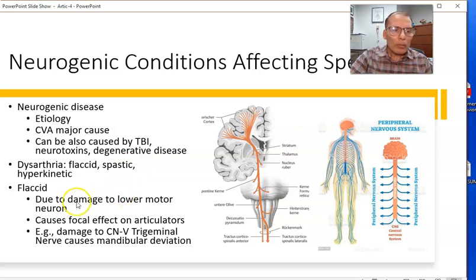So flaccid dysarthria is the kind of dysarthria that's characterized by hypotonia, by weak, slow movement, but there is no rigidity in that. It's from damage to the lower motor neurons, which means the spinal neurons and the cranial nerves that activate muscles of the face, for example, and vocal folds and so on. It causes focal damage. Focal means focused. The damage is focused in one particular area.